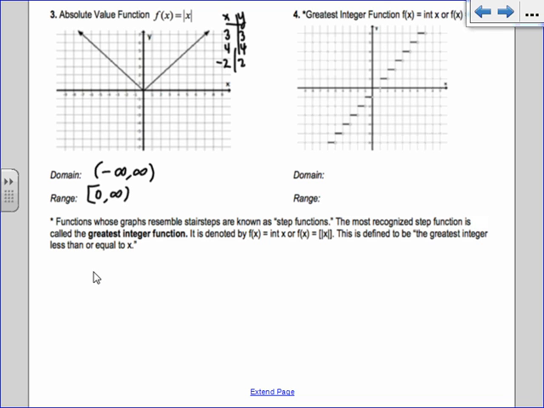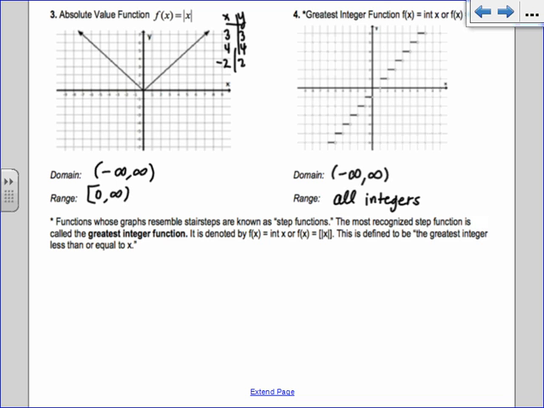So its domain, it does have everything. It's negative infinity to infinity. You can plug anything into it. But the range, what would I write for the range? Close, not whole numbers. Whole starts at 0. All integers. So the range is all integers.